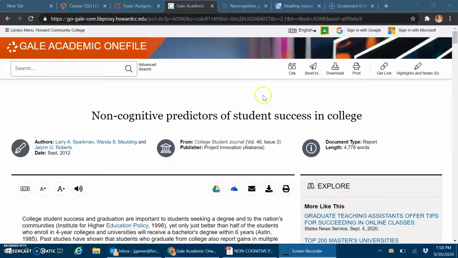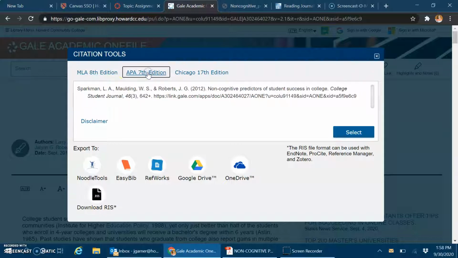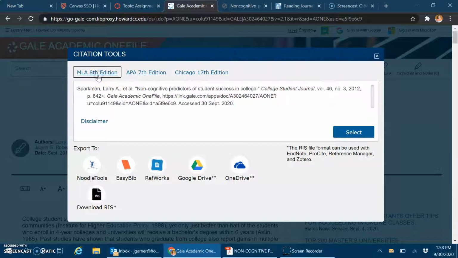Some other things for you to be aware of. If you click on this Cite button, all right, then you can cite it in different kinds of style. So we would use MLA. So this is how you cite it in MLA. If I needed to cite it in APA, I could click here, or Chicago style over here.